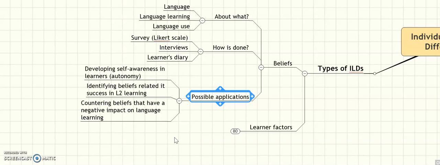And we can also identify the beliefs which relate to the success in second language learning, or the countering beliefs that have a negative impact on language learning. I guess number 3 is very important, so that we can counter inappropriate beliefs about language learning.